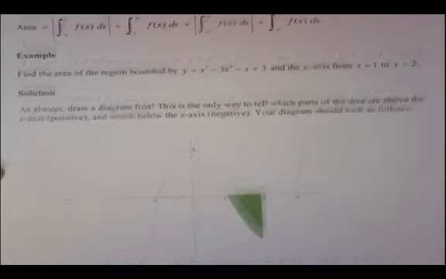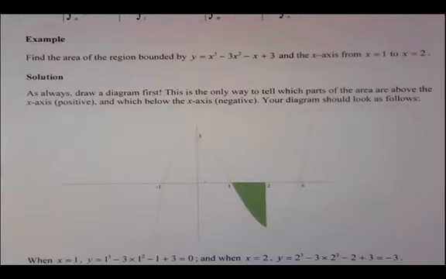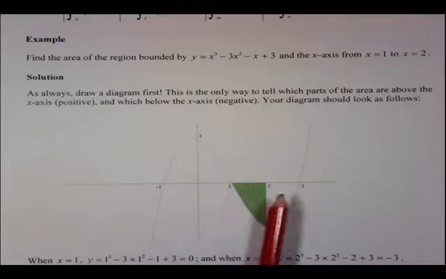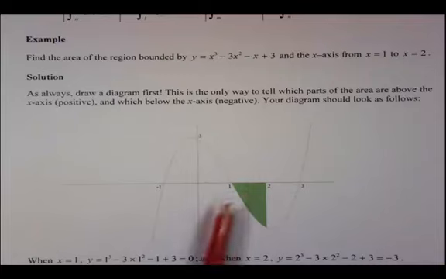Here's an example. We've got a curve, a cubic. We want the area between the cubic and the x-axis from x equals 1 to 2. First thing, sketch the curve. At least sketch the curve around the area of interest. From x equals 1 to x equals 2 is there, and the curve is below the x-axis. So the green shaded bit is the area we want.